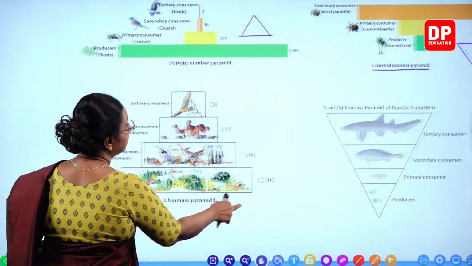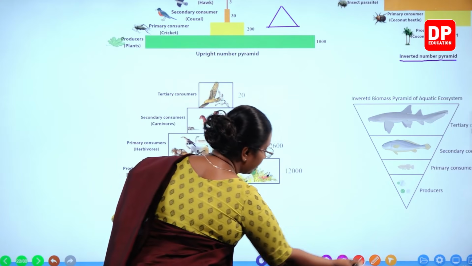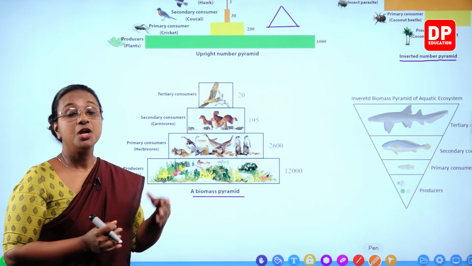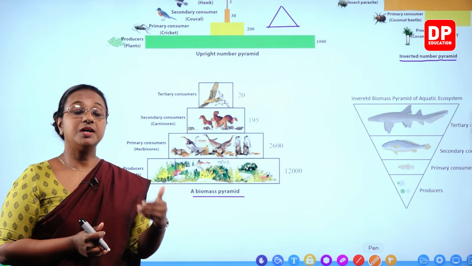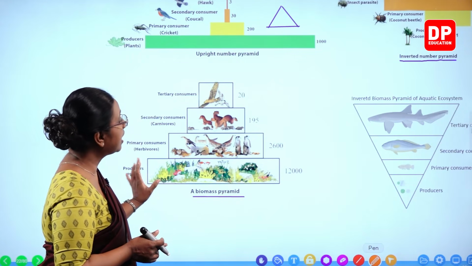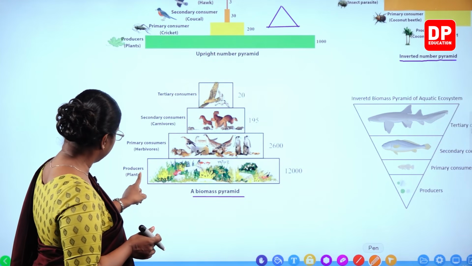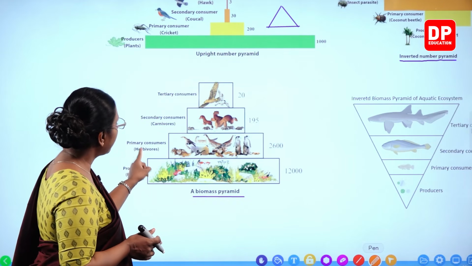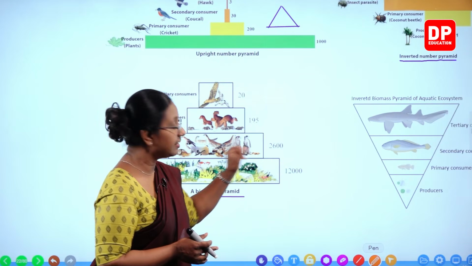if you look at the third type here, you can see this is a biomass pyramid. What is the biomass? The amount of organic matter present in a particular environment. Normally we consider the dry mass of an organism and it is taken as kilogram per meter squared per year. So that is in a square area how many kilograms of biomass there are. Now here also you can see if you take the producers, those are the plants, the biomass is 1200. Then on that you have the primary consumers, the herbivores, 2600, it's reducing.